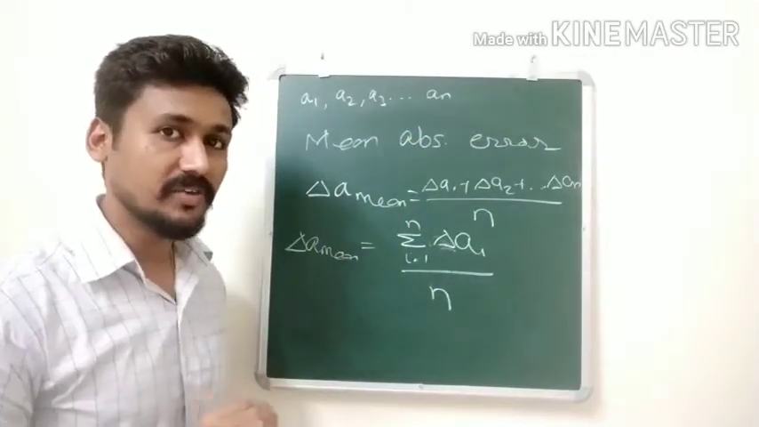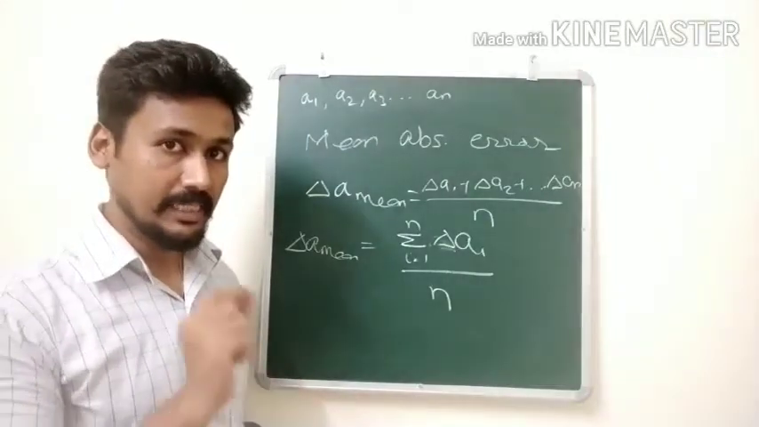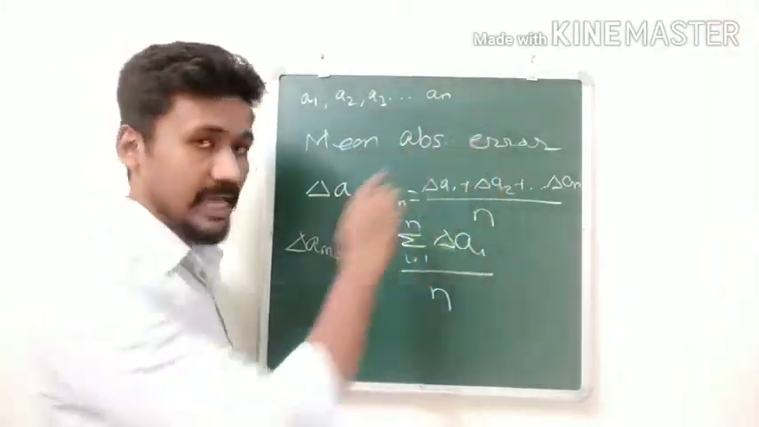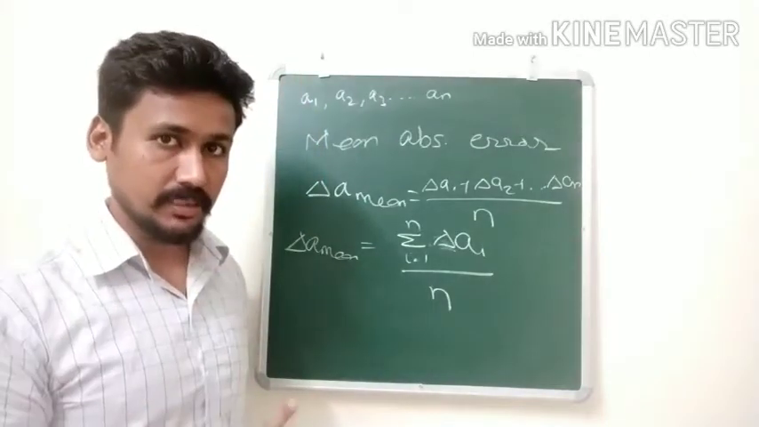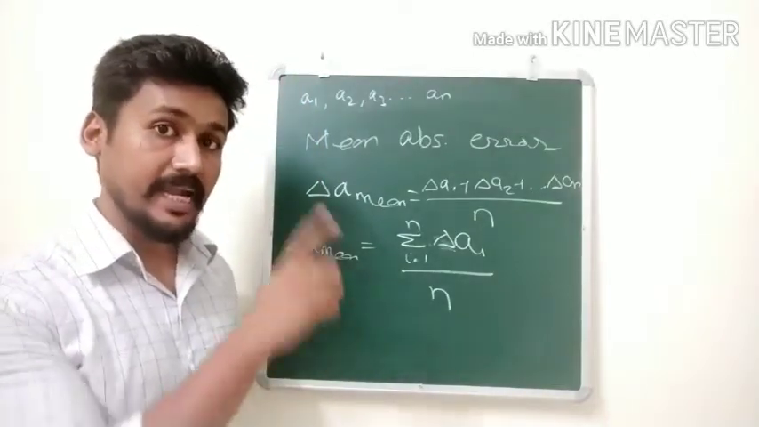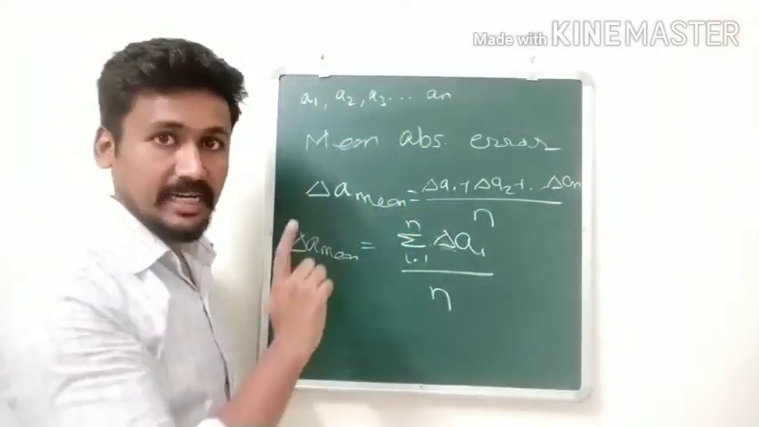Now, many of these words seem very much alike, but make sure that you understand the difference. Mean absolute error is the mean of all the absolute errors. It is very much different from A mean. A mean was the mean of all the readings that we had taken.